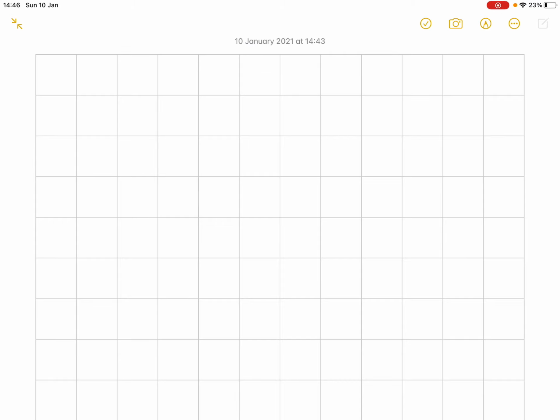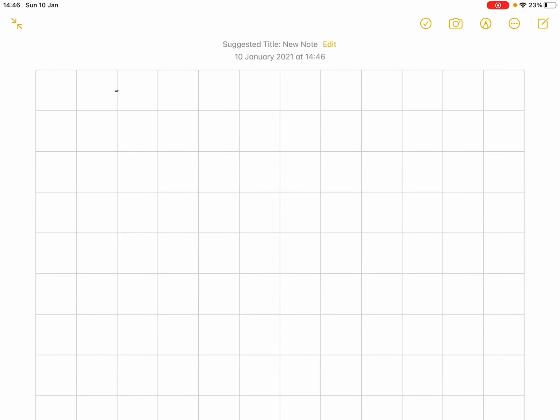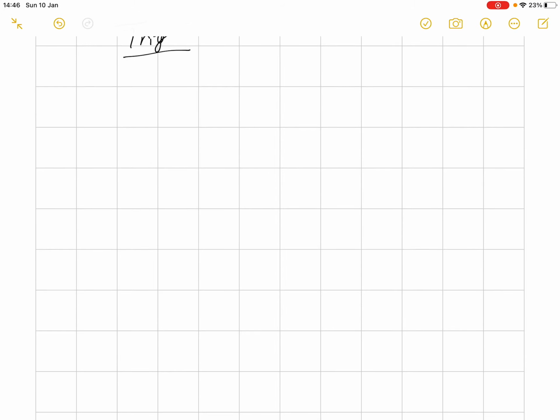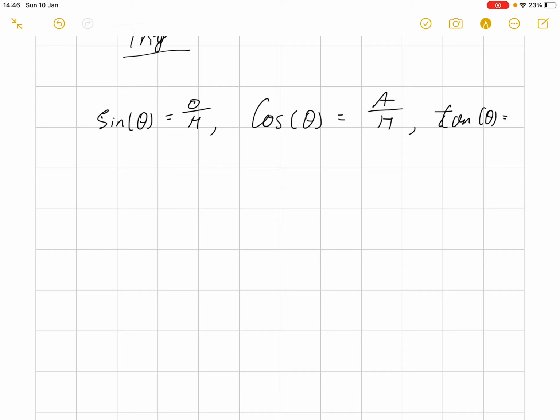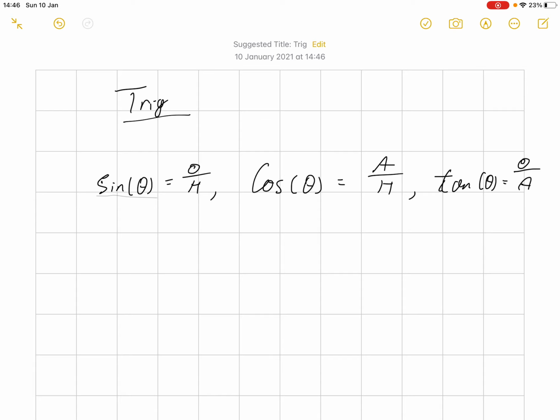Okay, so question 27 is on trigonometry. Trig. Okay. Hopefully we all know what the definition of sine of theta is. Opposite over hypotenuse. Cos of theta, adjacent over hypotenuse. And tan of theta is equal to opposite over adjacent.